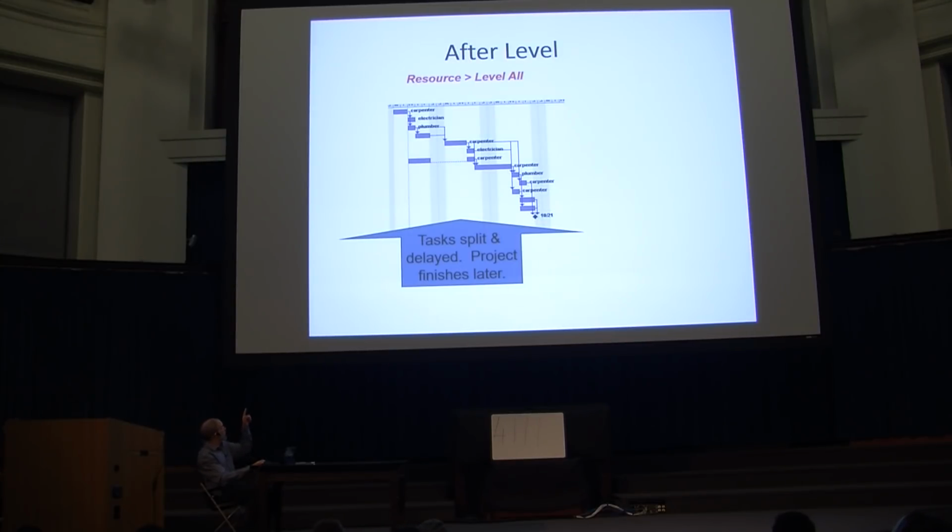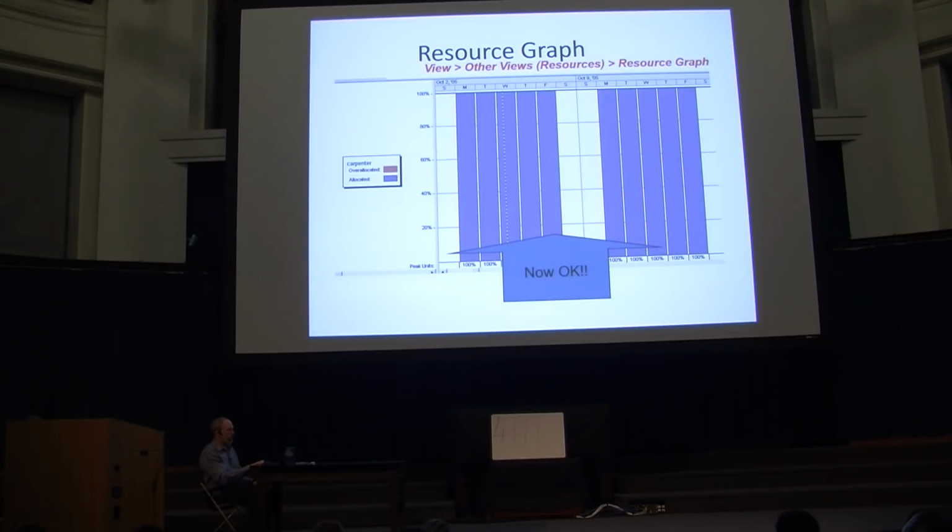Sometimes you'll get things like split tasks. So the carpenter starts out doing something, but then shifts to something else. Why the shift? Because the item that was cut in is on the critical path. So it's very important that the carpenter move to that task, finish it, and then move back to the one that was started before. After you level, you can go back to a resource graph. You'll see that it's all okay.